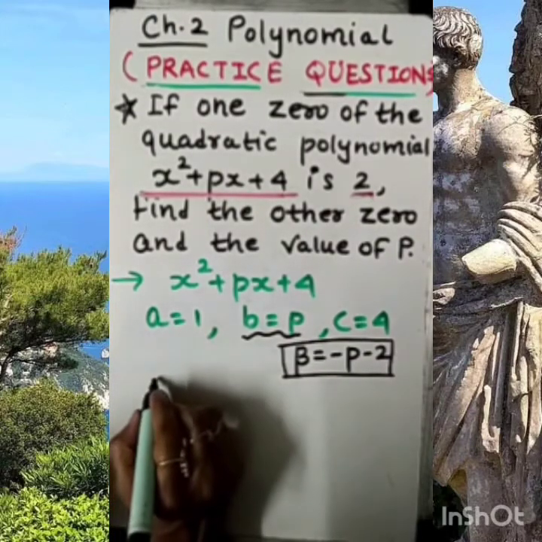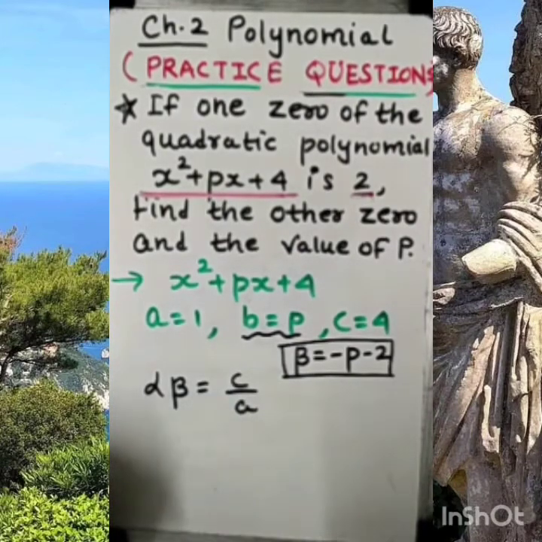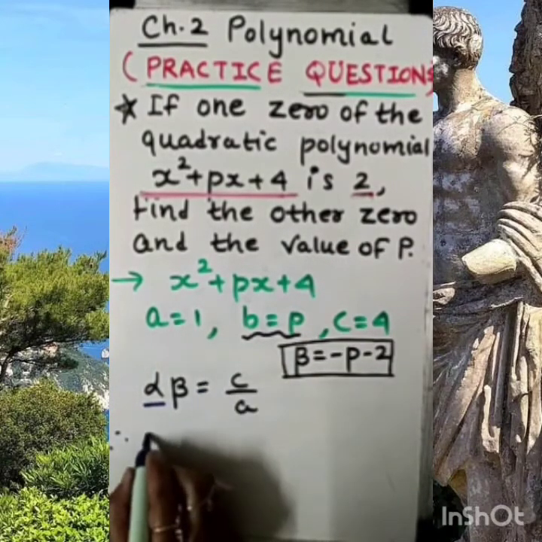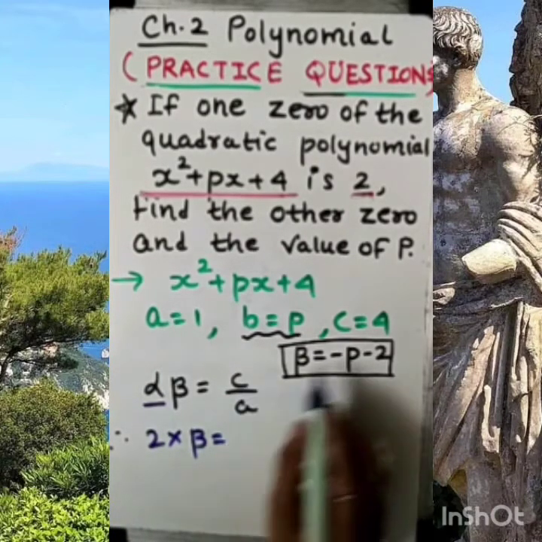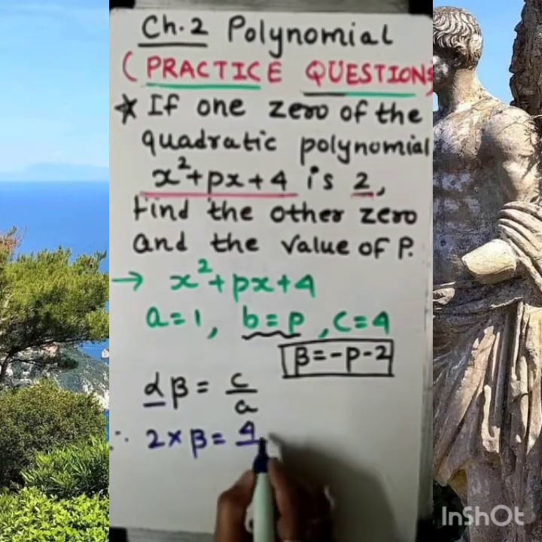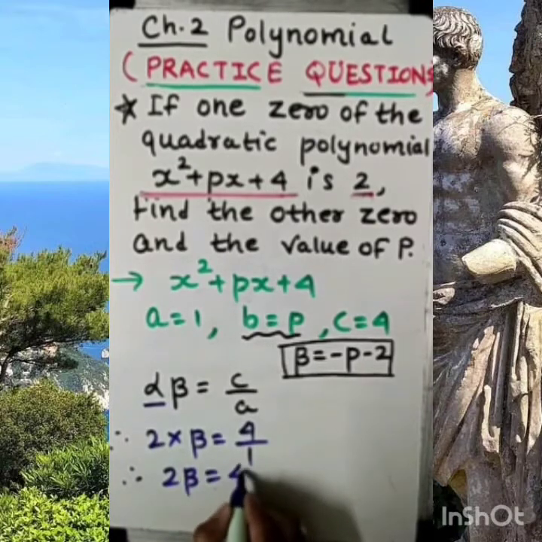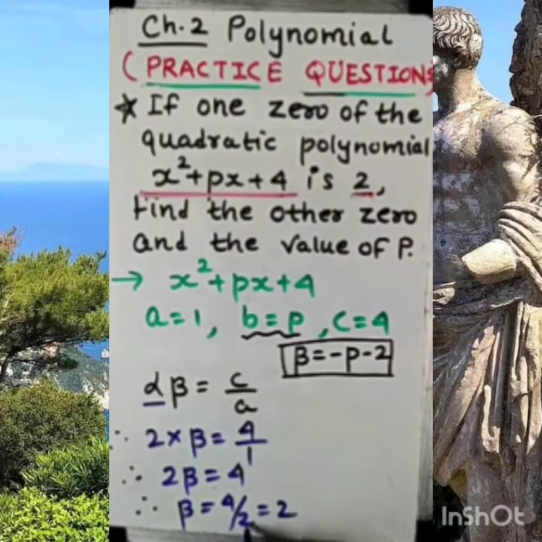Now let's work out the product of two zeros. We know it is c by a. So dear student, in the product of two zeros, one of the zeros, whose value we know, is 2, already given. So I am mentioning 2. Beta we do not know, let it be as it is. What is the value of c here? It is 4, and a is 1. So my dear student, 2 beta equal to 4. Therefore beta equal to 4 divided by 2, so the value will be 2. So finally we got the value of beta, that is 2.